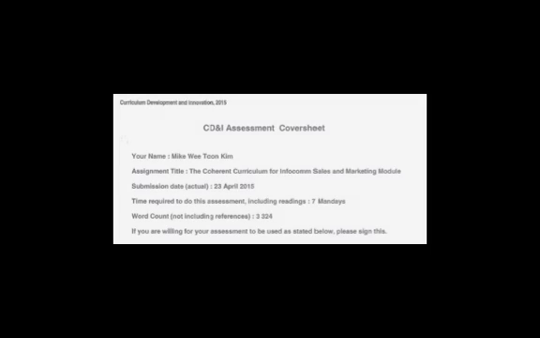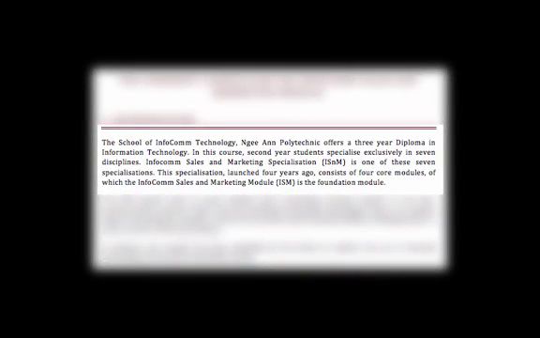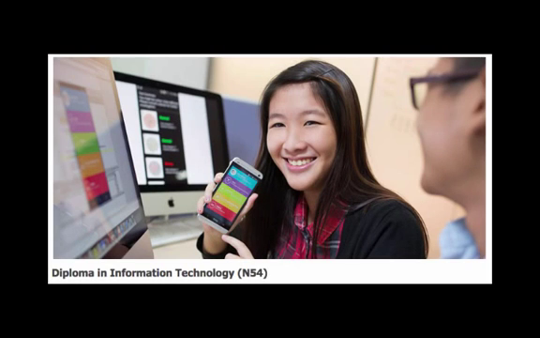The second example is from Mike Wee Toon Kim and proposes a curriculum redevelopment for the Infocom Sales and Marketing module of a Diploma in Information Technology. The main idea behind Mike's plan was to frame student goals in terms of actions, rather than conceptualizing the student as a passive recipient of educational material.